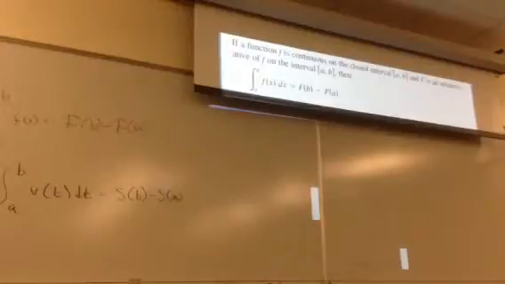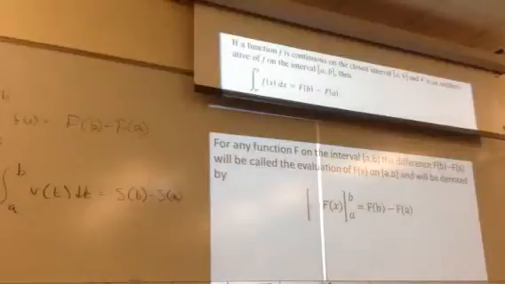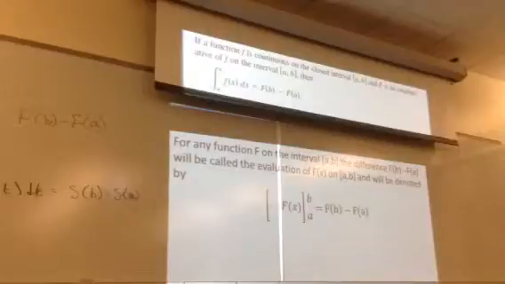Whew, we've kind of talked about that a bit, but now we're saying there is a definite correlation between these ideas. So here we have some vocabulary stuff more than anything else, I guess. For any function on the interval a, b, the difference F of b minus F of a will be called the evaluation of the function on the interval and will be denoted by brackets around big F of x from a to b equals F of b minus F of a.